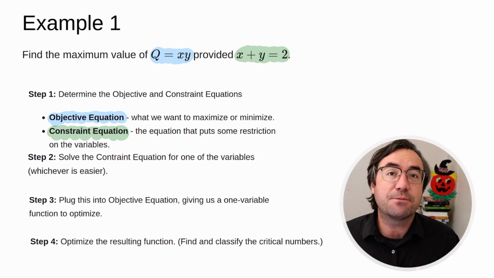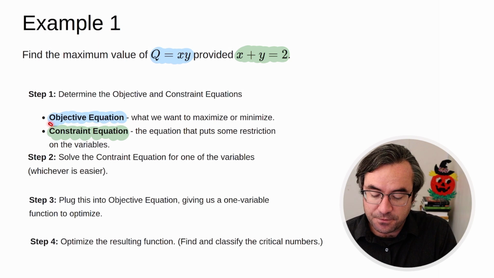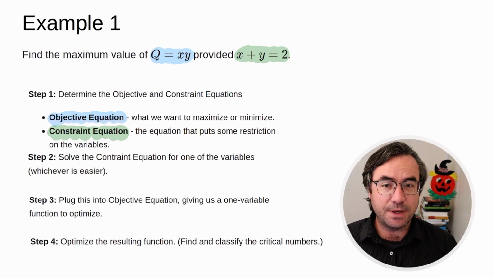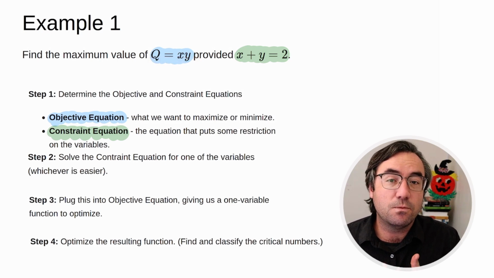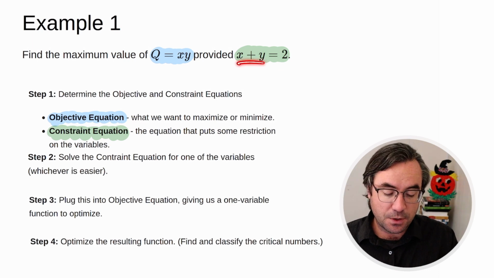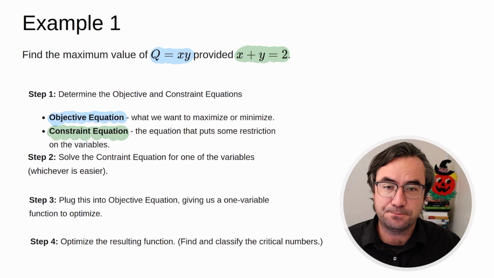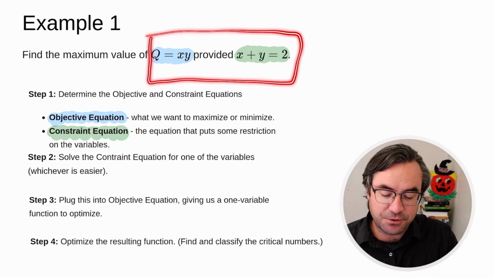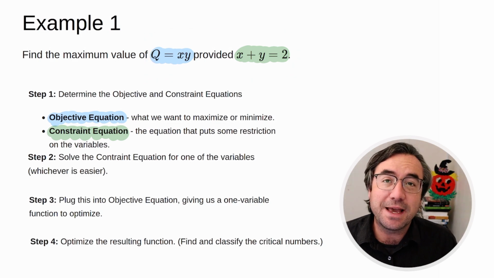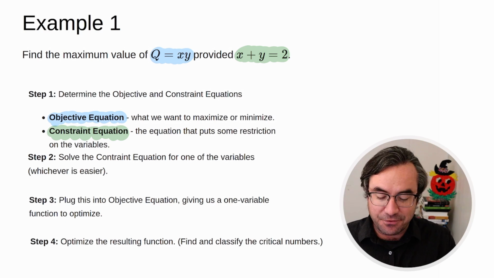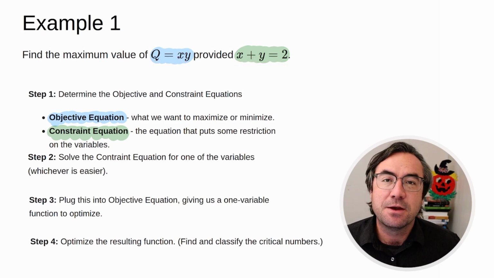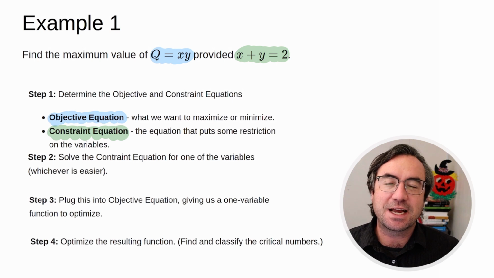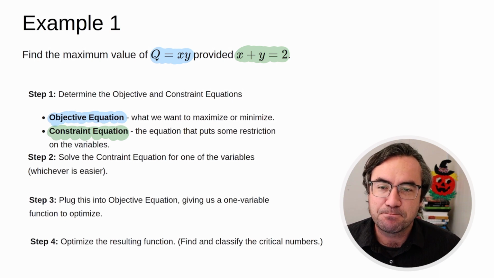So that's the first step for these constrained optimizations. Figure out which equation you want to maximize or minimize. We call that the objective. And then figure out what we call the constraint equation. So in this case, x plus y equals 2. Usually in this case, we're given these two equations. We're going to be looking at applied problems where we actually have to cook these equations up for ourselves, and so that's where this gets a little tricky. But for this one, we're given those equations.